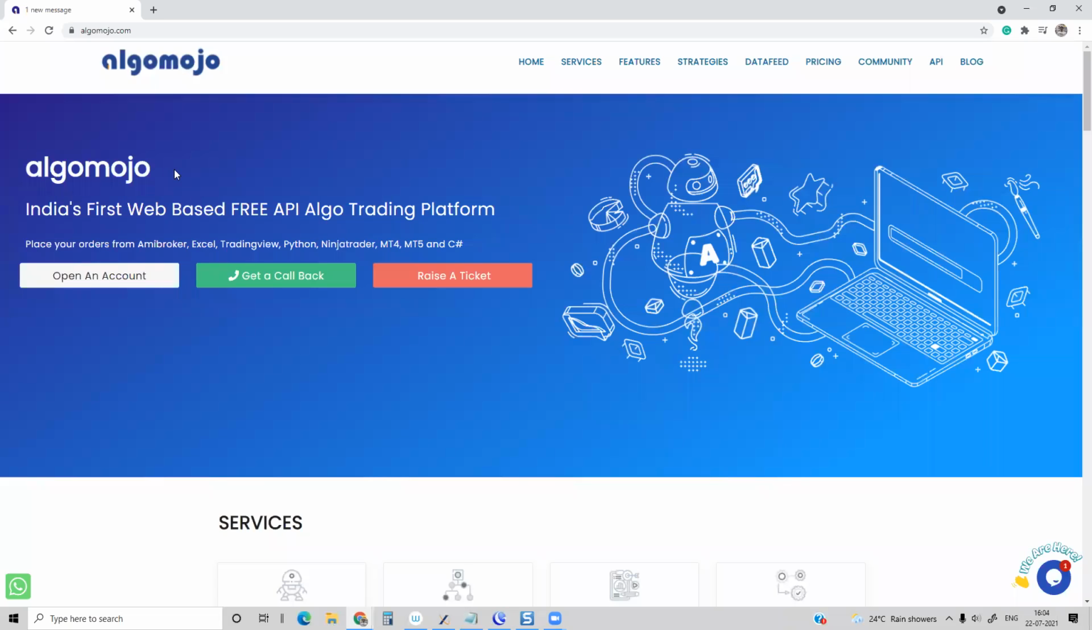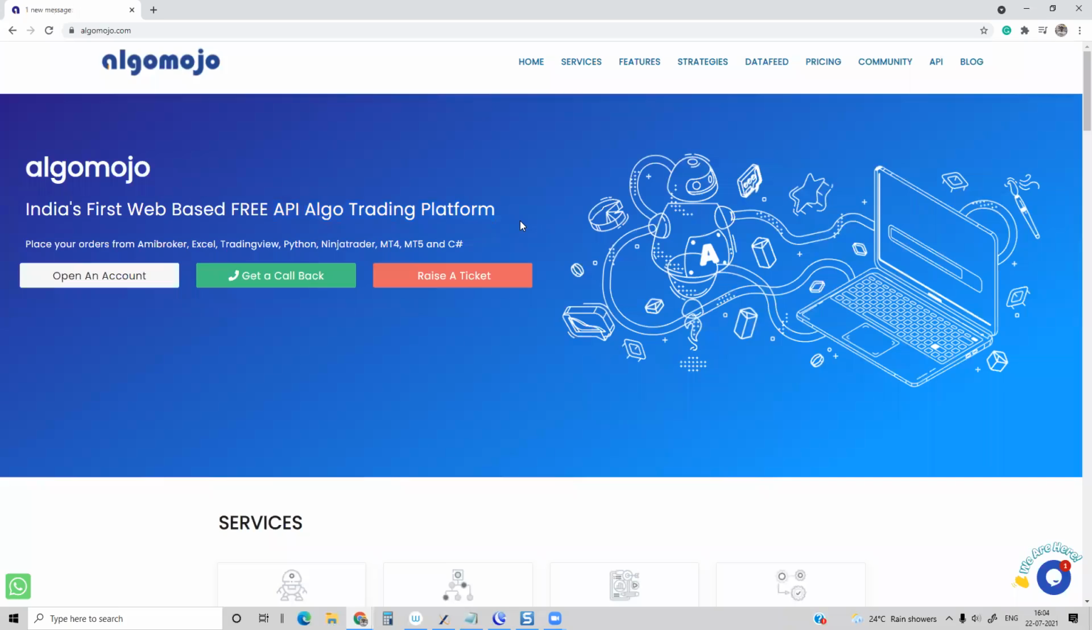So first of all, if you ask me what is Algomojo, Algomojo is all about trying to bring a better trading experience to the algo traders at a reduced cost. In fact, in the best case, you can start your algo trading at zero cost. You can use the Algomojo trading platform at zero cost. You can start using it.